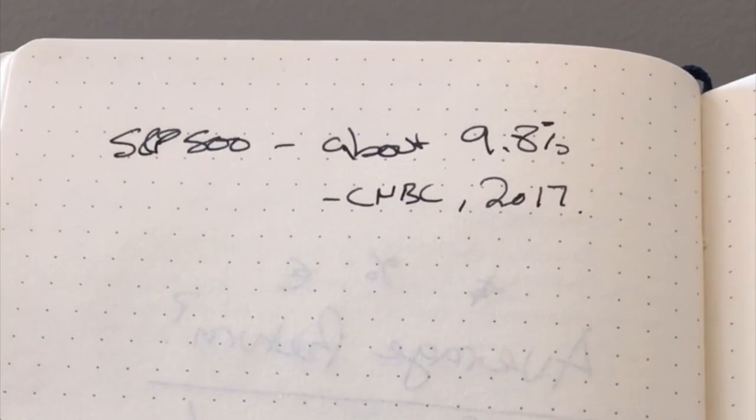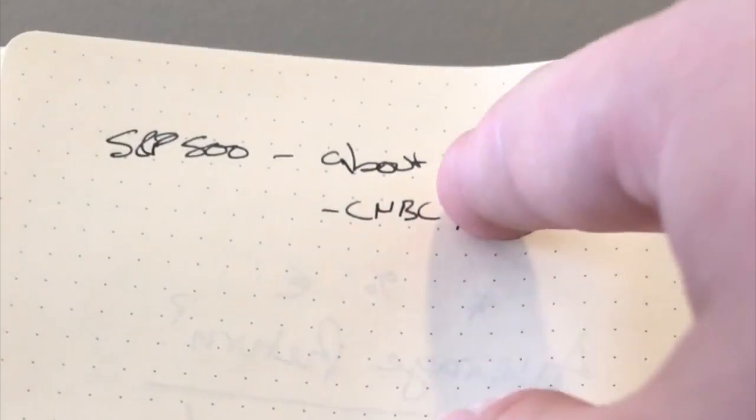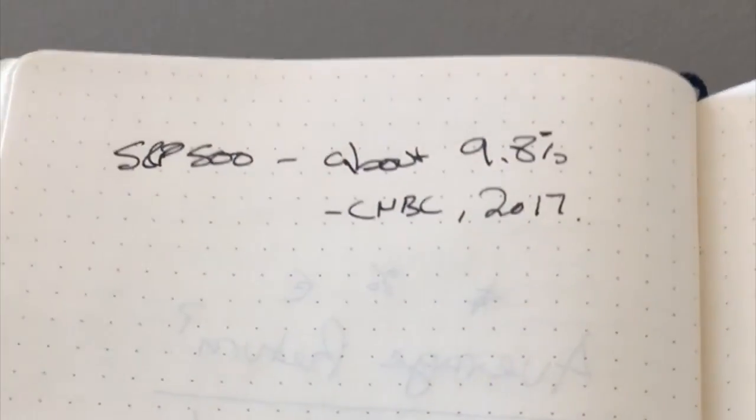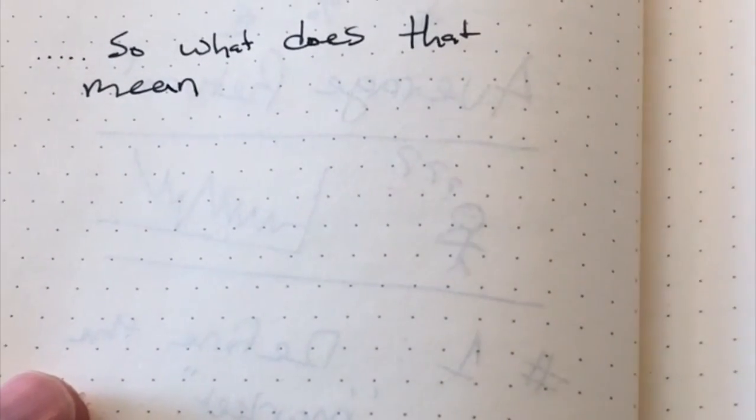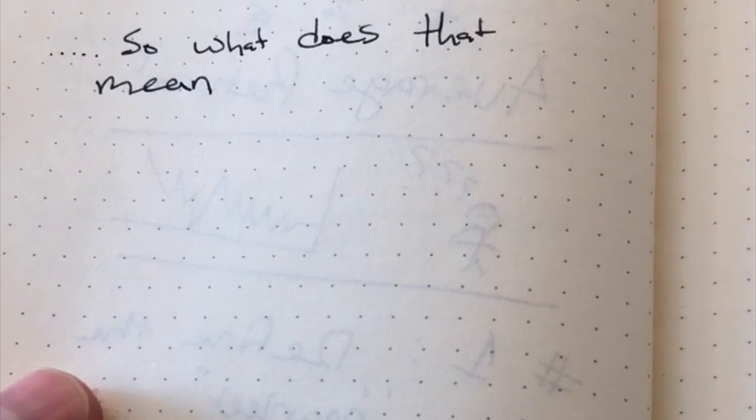So I just looked it up, and it turns out the average return for the S&P 500 over the 90 plus years that it's been around is about 9.8%, according to CNBC in 2017. Now, 9.8% a year is a fantastic return, and it kind of lulls people into a false sense of security.